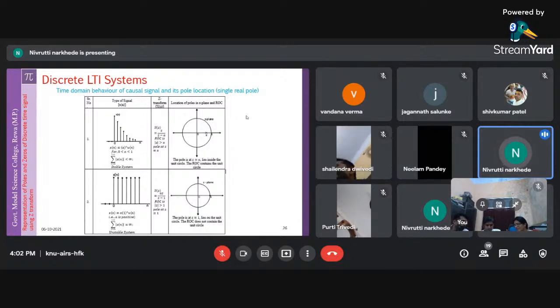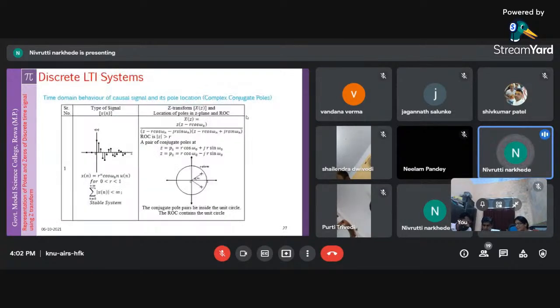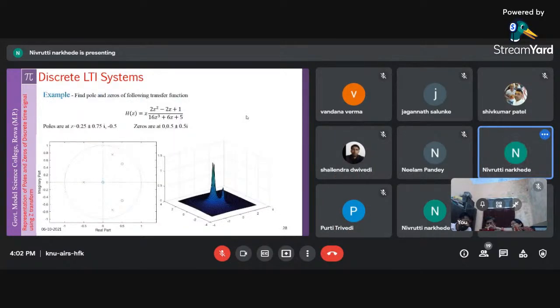Similarly, the second one is the unit step function. Its Z transform is z upon z minus 1, the ROC is |z| greater than 1, and it is a unit circle. So these are some other signals, and these are similar expressions for sinusoidal functions like that.